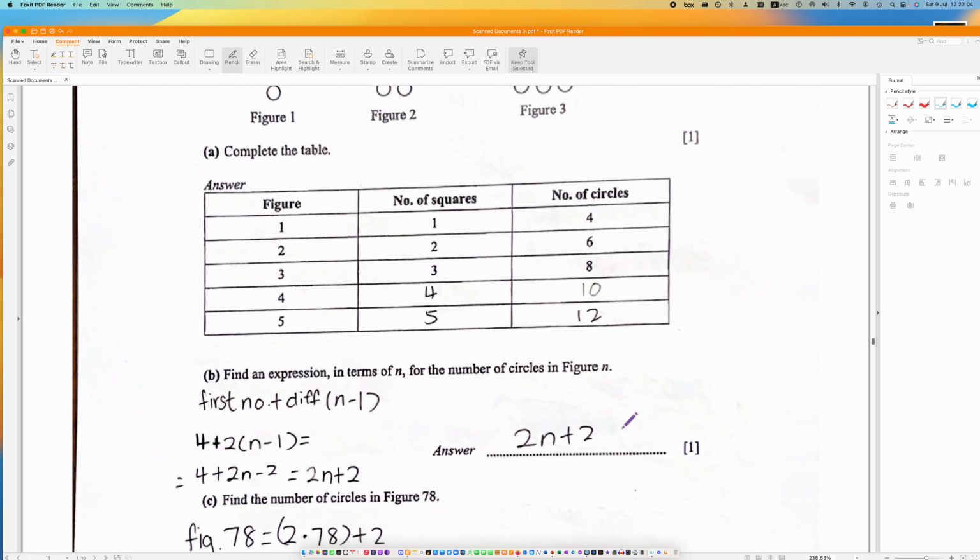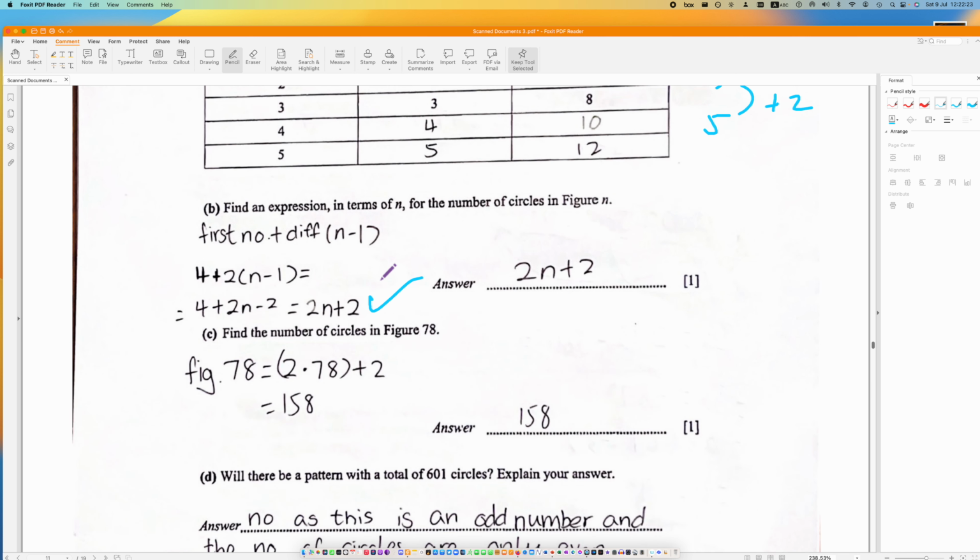This is a number pattern. Do you have the same difference throughout? Yes. Okay, good. So you have the same difference throughout, then only you can use this. What if you have this? Cannot, because there is no same difference. Use a different method.